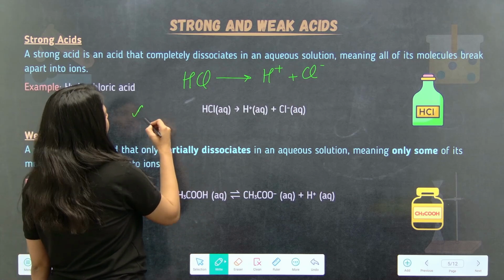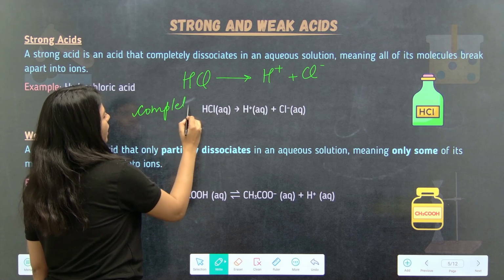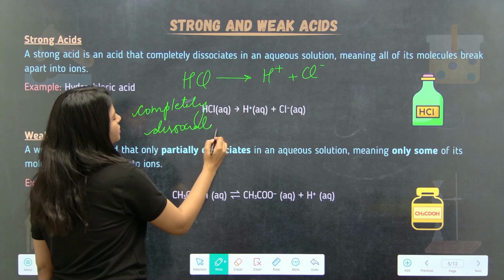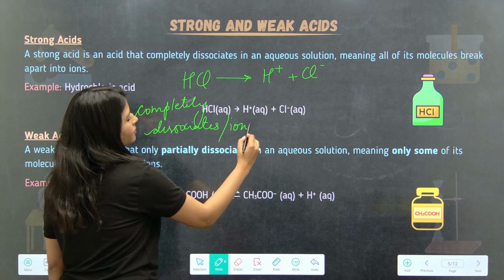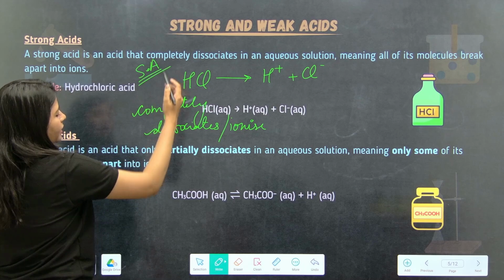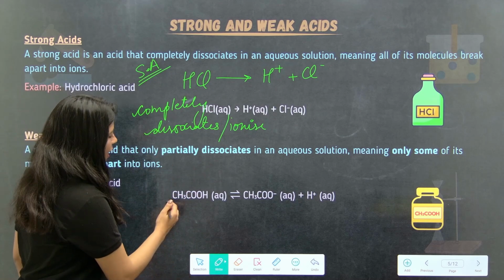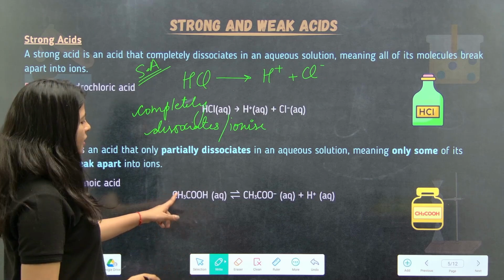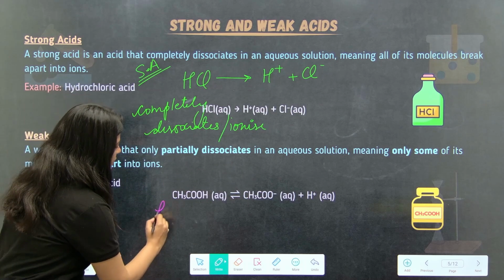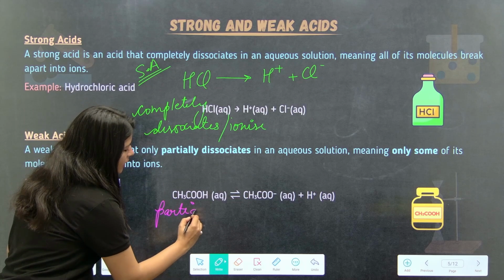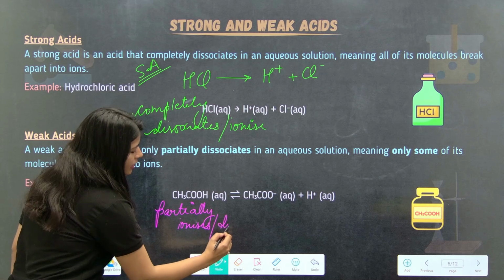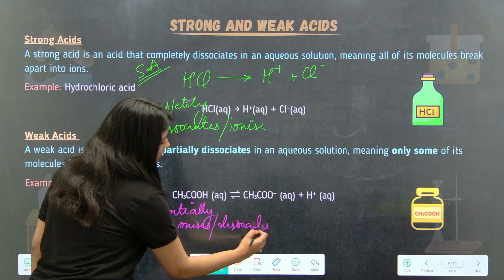When it completely, this is the important term, when it completely dissociates or ionizes, then it is said to be a strong acid. And what are weak acids? For example, you have acetic acid or ethanoic acid. Here it does not completely ionize into its ions, but partially ionizes. When any acid partially ionizes, or dissociates, then that is known as a weak acid.